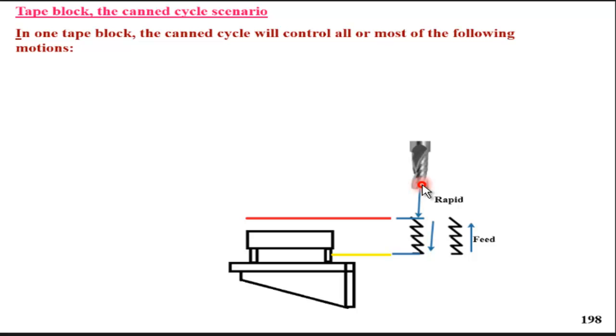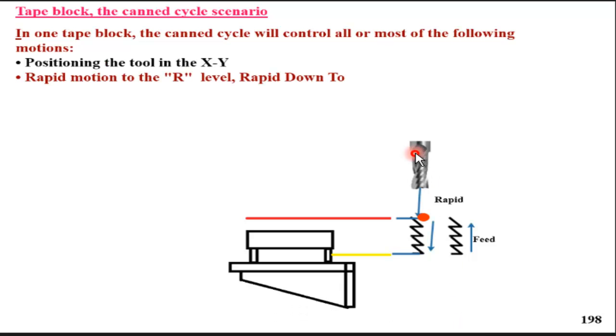So in the canned cycle block, the canned cycle will control all the requirements to accomplish the tapping process. Tapping is one of the complicated processes because it requires certain programs, certain procedures. It is not simple like drilling or boring, it is a special one.